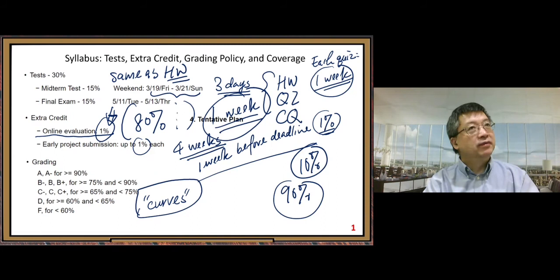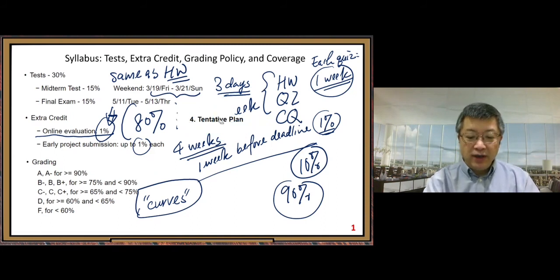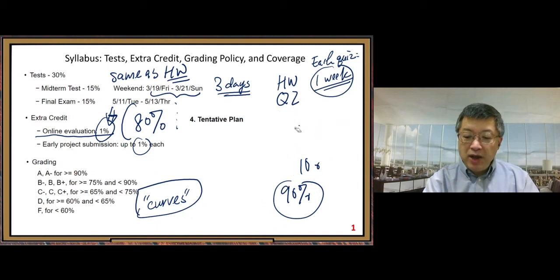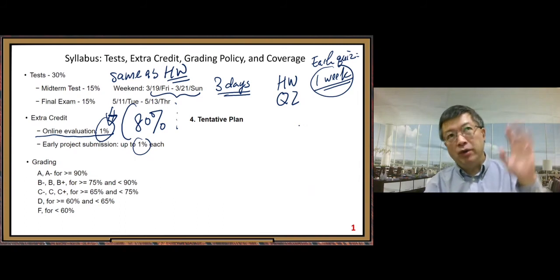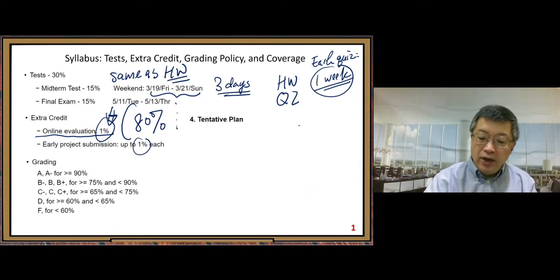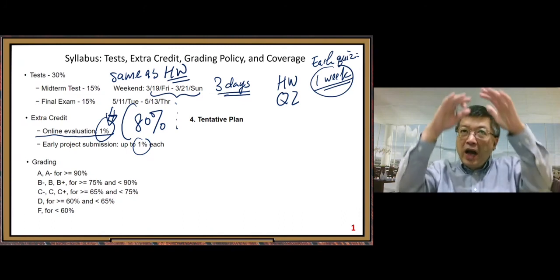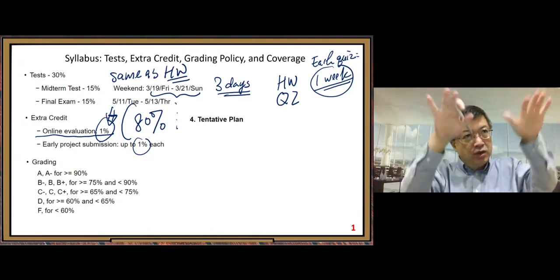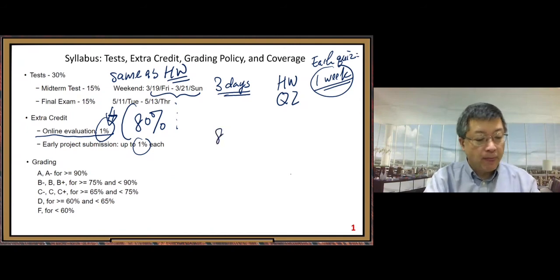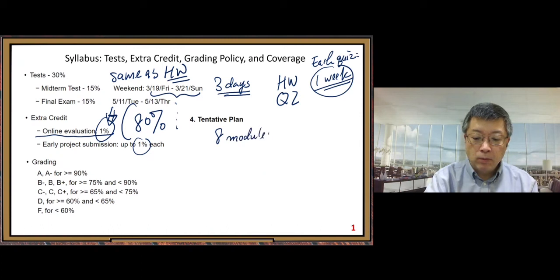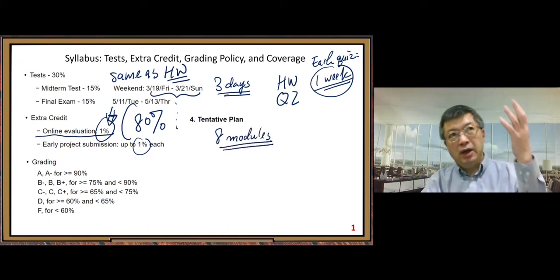All right, so the last one, tentative plan. In my syllabus, I list many topics. Here, I do not want to repeat those topics, because that's not important. But I only want to tell you I organize those chapter sections in 8 modules.